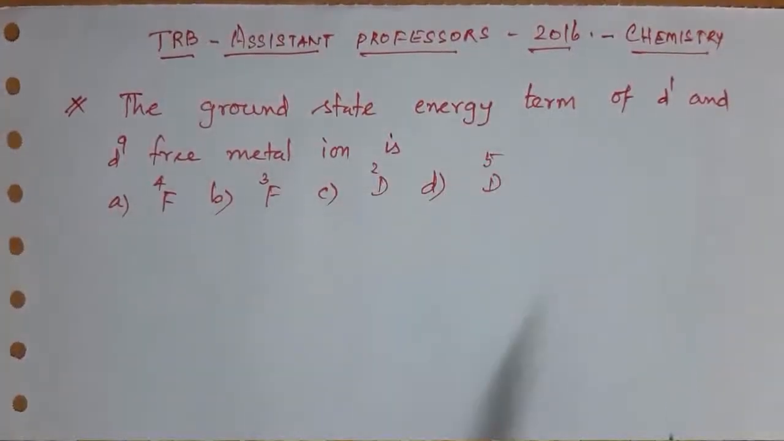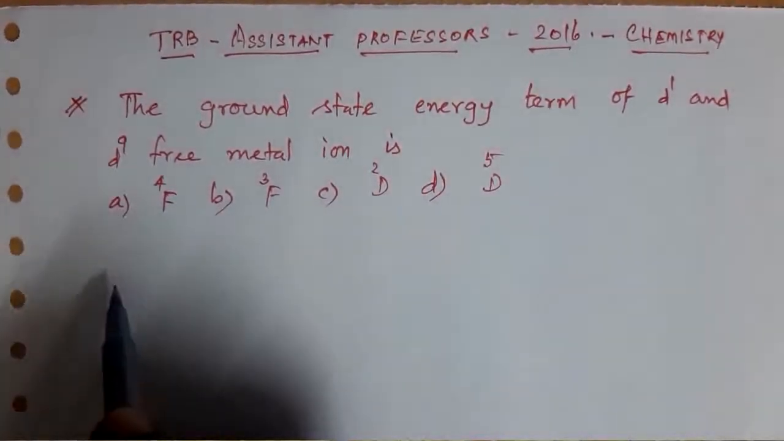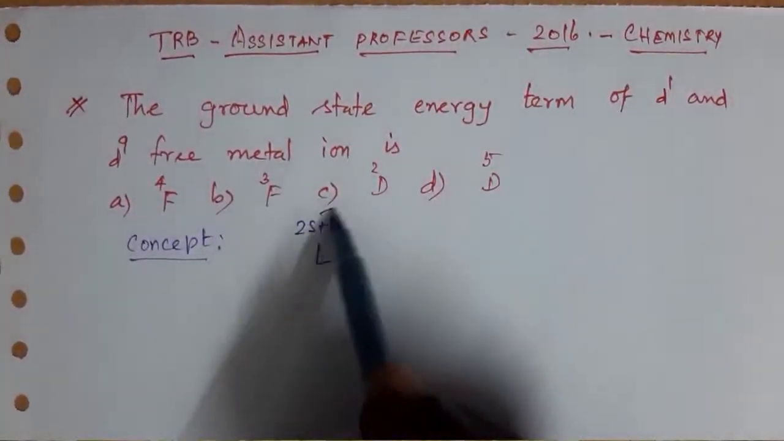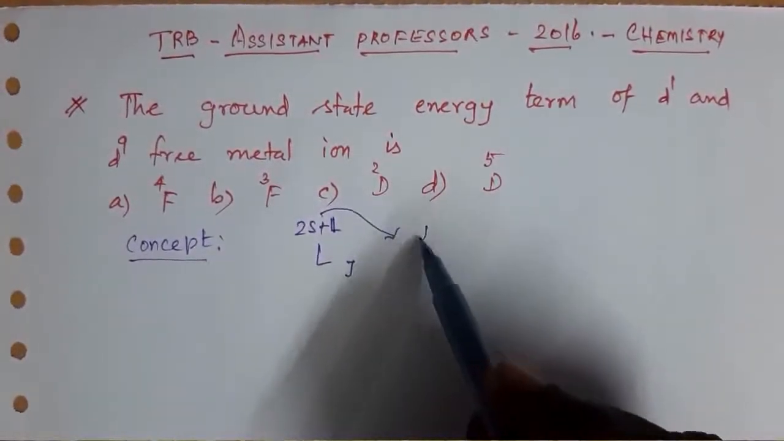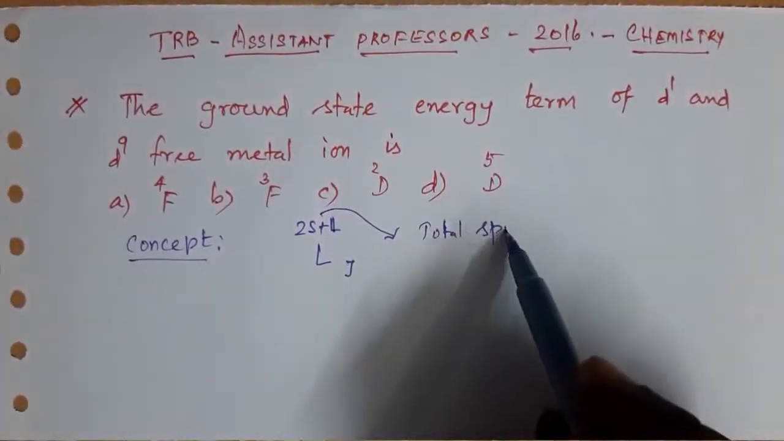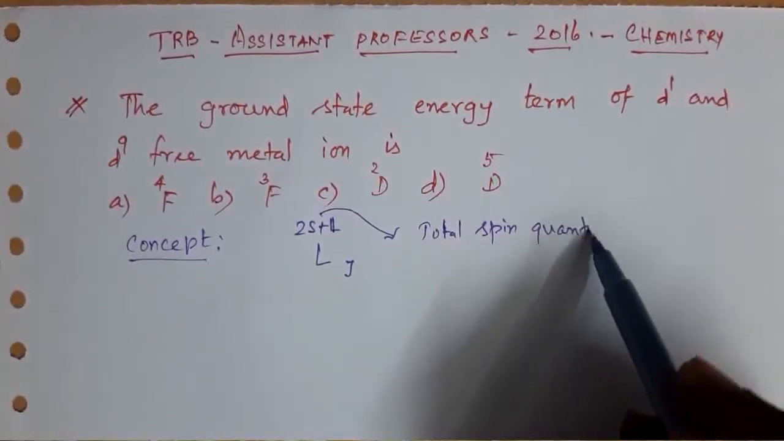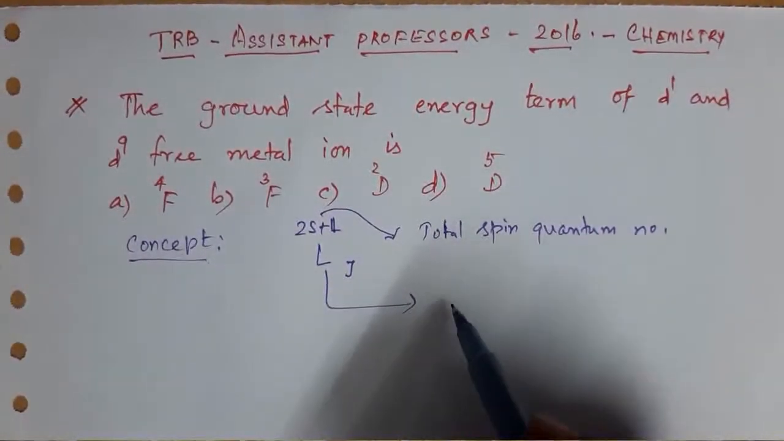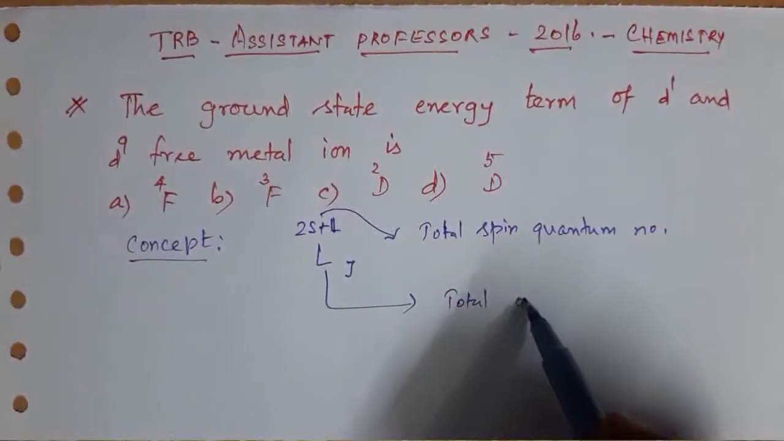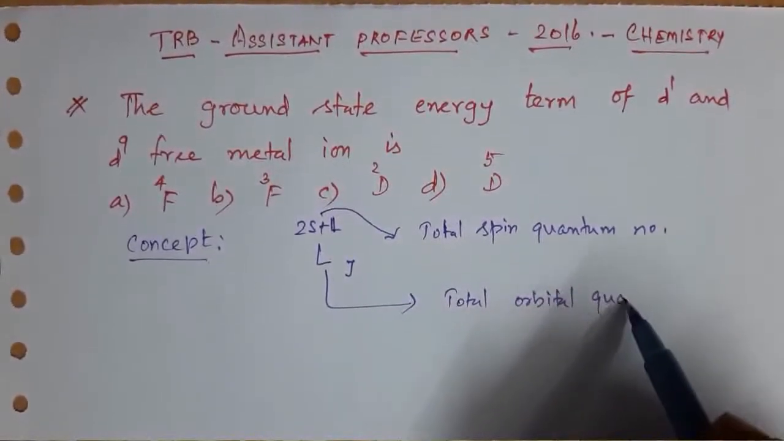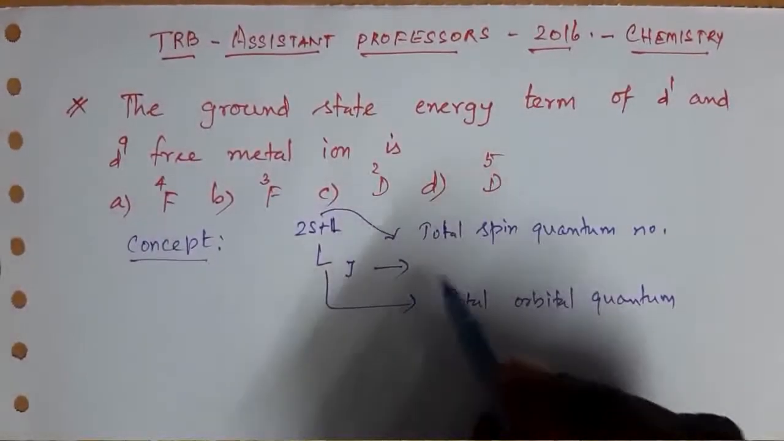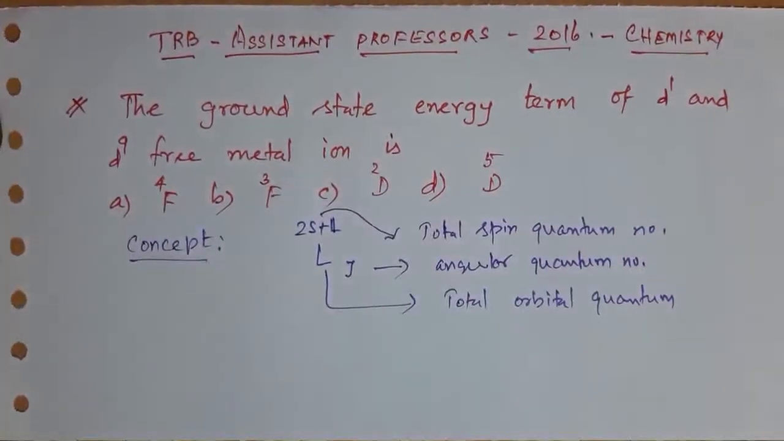The ground state energy term for d1 and d9 free metal ion is, various options are given. So what is the concept? The term symbol is in the form of ^(2S+1)L_J. Here S is the total spin quantum number, so it is the sum of all spin quantum numbers. L is the total orbital quantum number, and J is the total angular quantum number. So this is the general format.